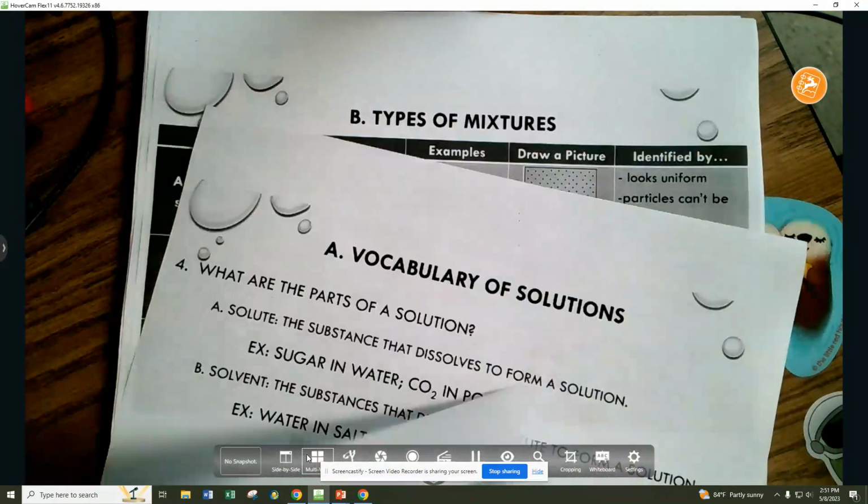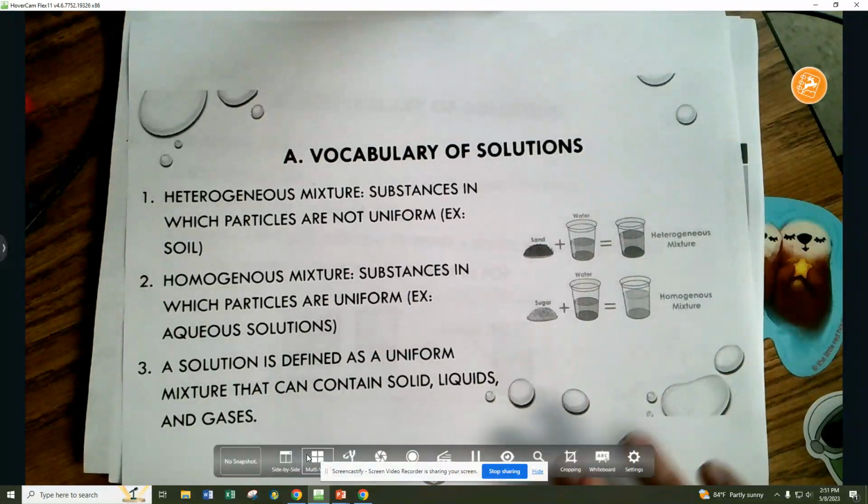Oops, let's see. It's got put upside down. Let's try this again.